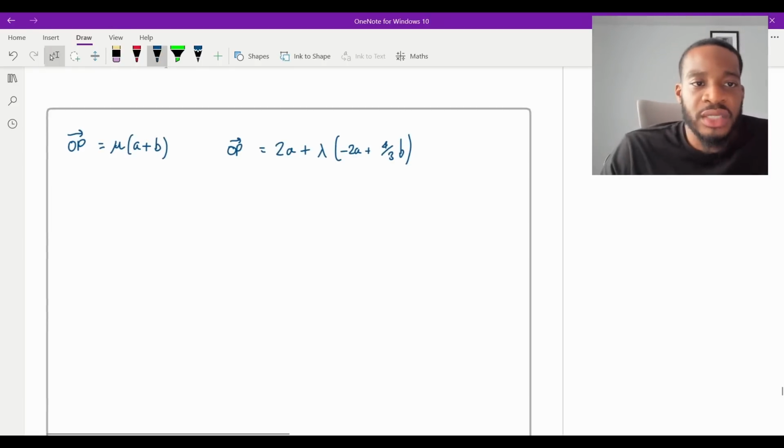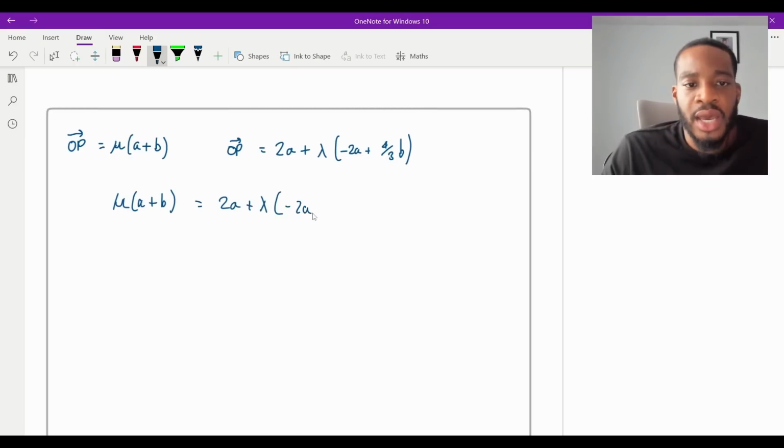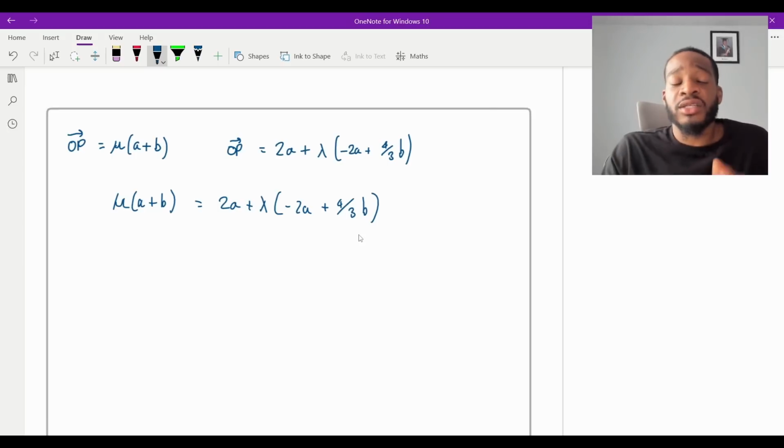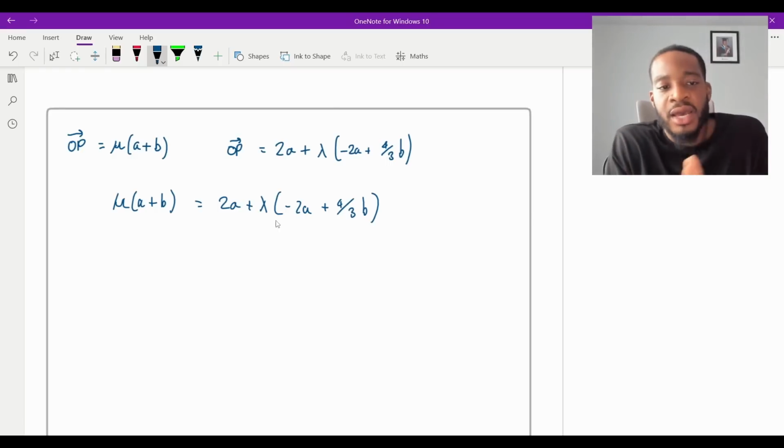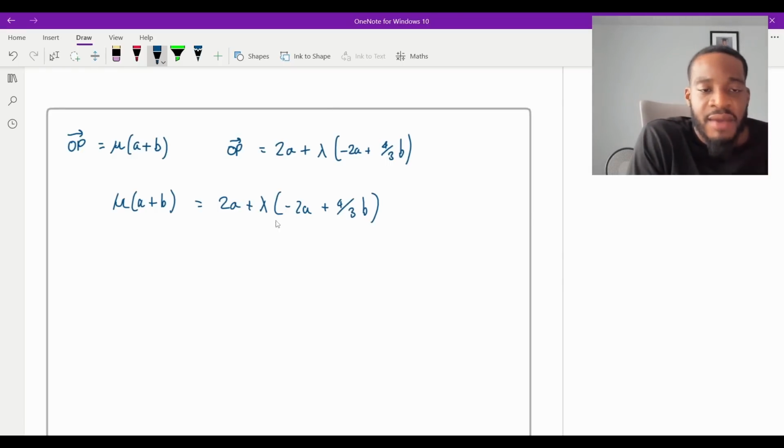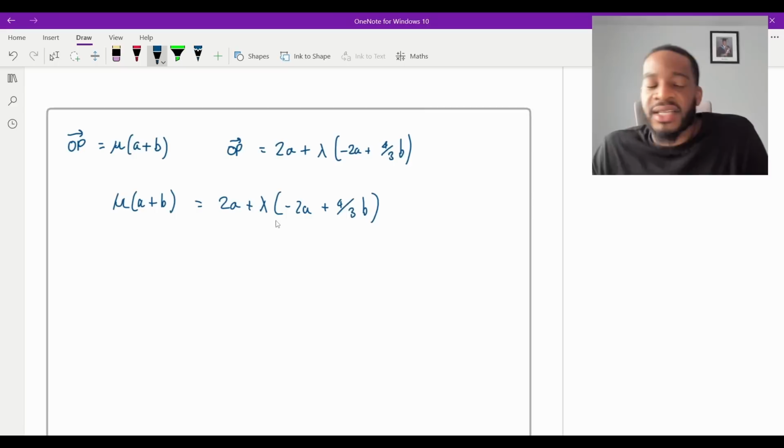So what I can do is make them equal to each other, can't I? So I'm going to say mu A plus B will equal 2A plus lambda times minus 2A plus 4/3 B. Now, since these vectors are the same, it must mean that the multiples of the components, which are A and B, have to be the same. Now, what I'm going to do is set this up so that the left side is a vector A plus a vector B, and the right side is a vector A plus a vector B.